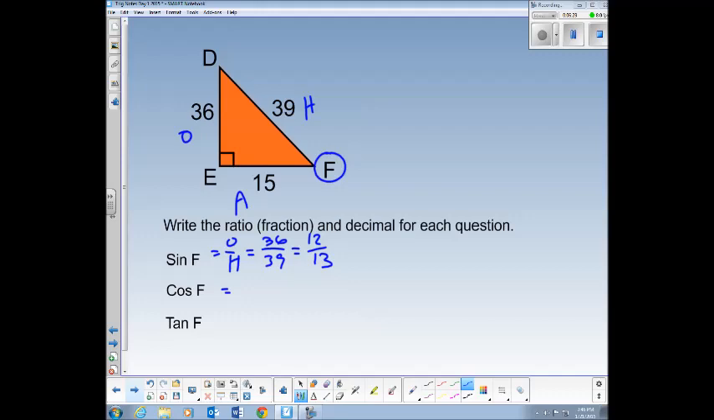The cosine of f, which should be 15 over 39, which is 5 over 13. And the tangent of f, which should be opposite over adjacent, which is 36 over 15, which is 12 over 5. And you can check your answers there.